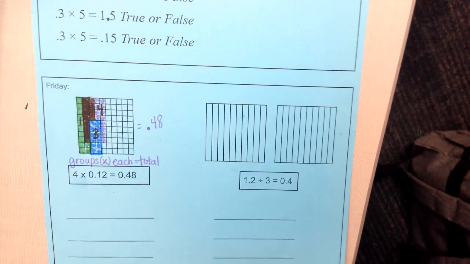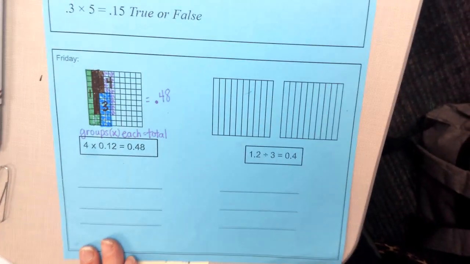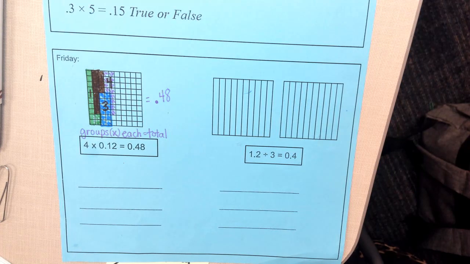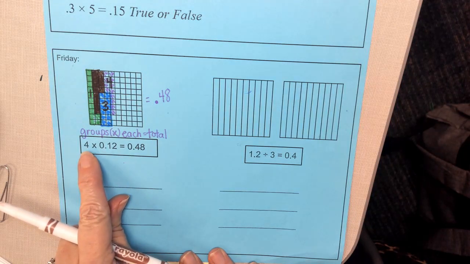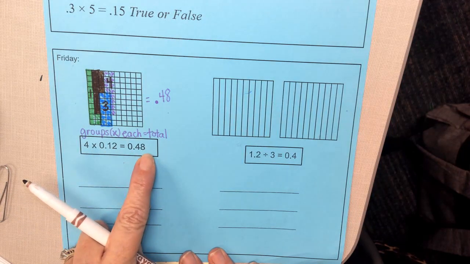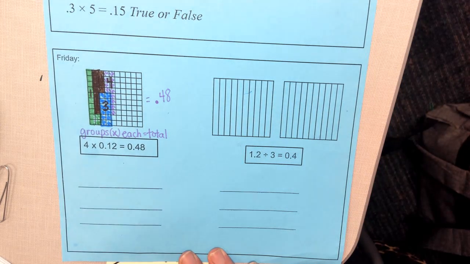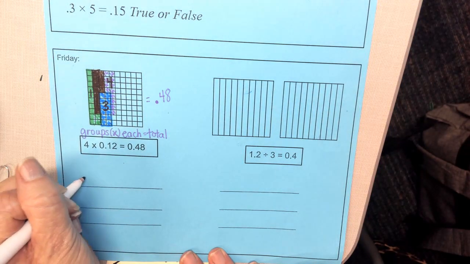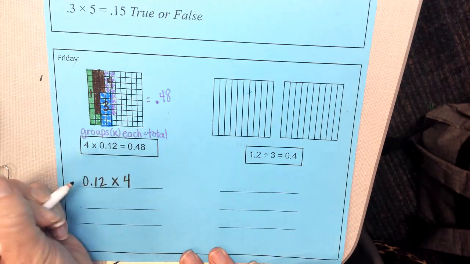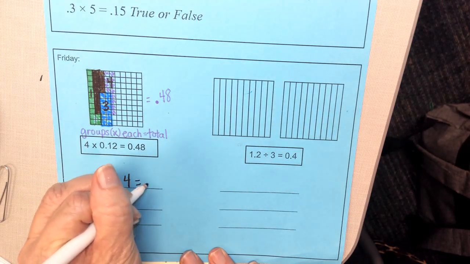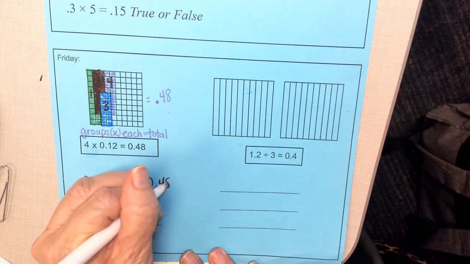So we want to think about all the ways to represent, and we've talked a little bit about this week in class as we've been doing some of our notes. But if you forgot, one way is 4 times 12 hundredths equals 48 hundredths. So another way would be to flip that around and say 12 hundredths groups of 4 equals 48 total hundredths.